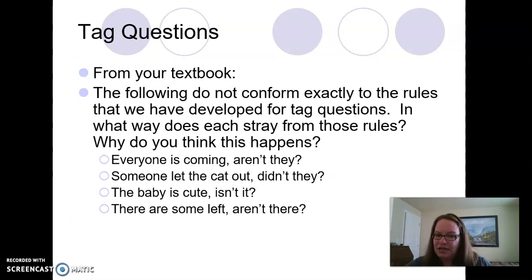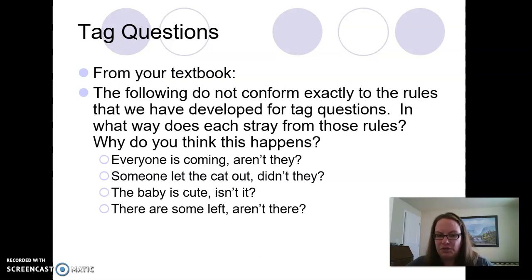Okay, let's look at these examples. These are like that question that was a little bit awkward for me to determine the tag. This is the same kind of thing. So here we have some tag questions that don't follow the rules exactly. Everyone is coming, aren't they? Someone let the cat out, didn't they? The baby is cute, isn't it? There are some left, aren't there? So we have some things going on here that are not 100% sure in the grammar.